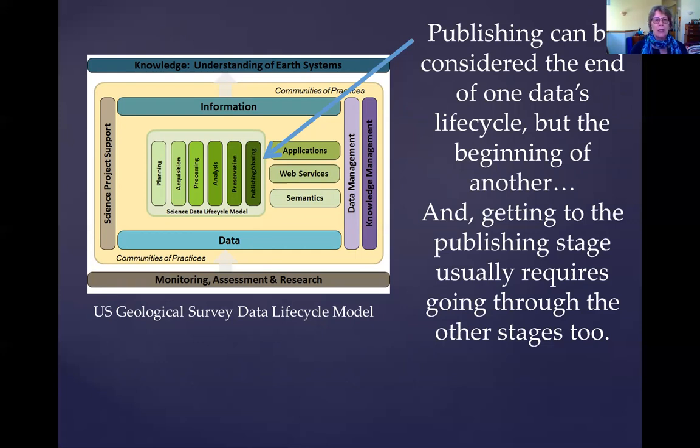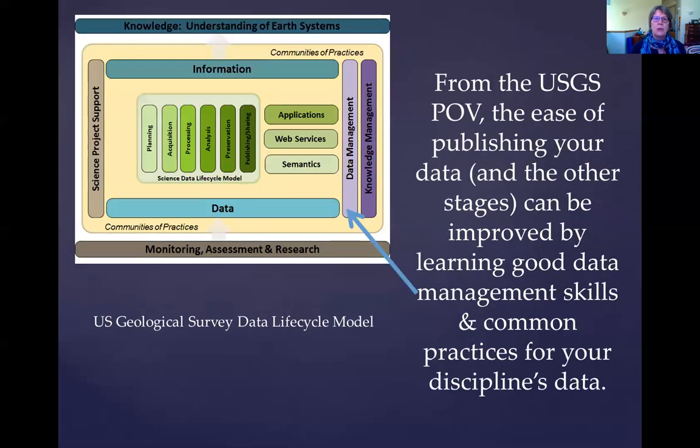The life cycle, however, is iterative. So publishing can be considered the end of one data set's life cycle, but the beginning of another as someone else looks to find it, sees an article about it, sees the data itself, and wants to reuse it for their own research. So that's an iterative part of the process that's really important, and then getting to the publishing stage yourself usually requires going through those other stages too.